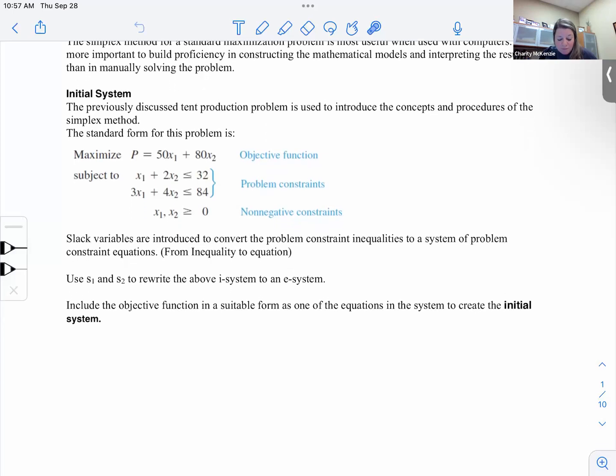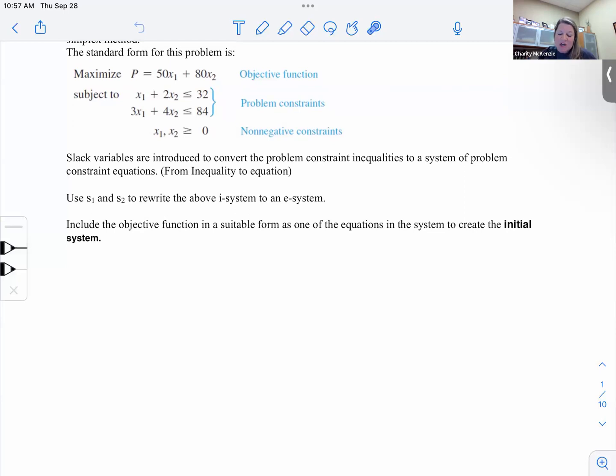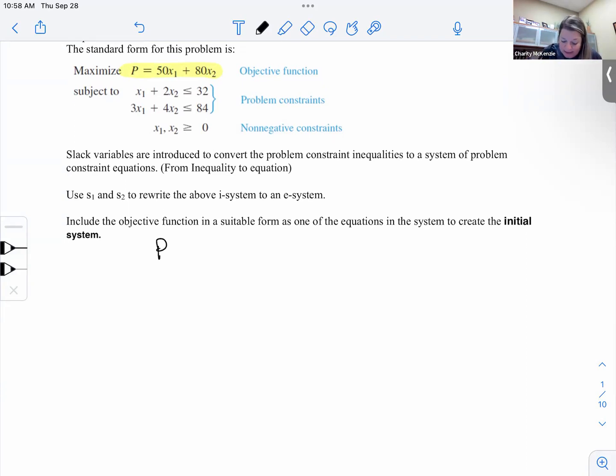The way that we start this is we have something called slack variables. We're going to rewrite this system, make it a matrix, and solve it that way. They call this the initial system. What we're going to do is rewrite this profit function right here. We want everything to be on the left side, like the x1 and x2 are below. So let me write that down real quick and show you what I mean.